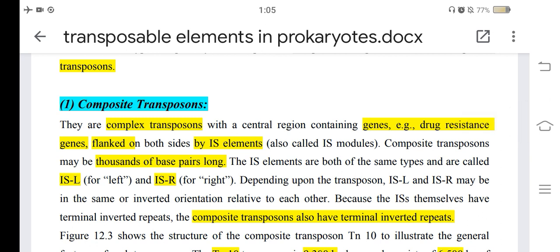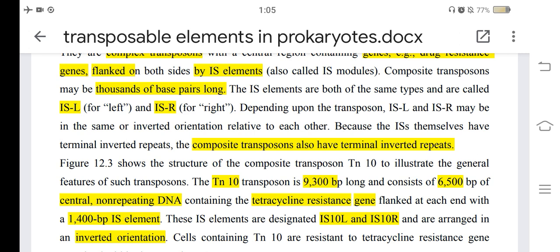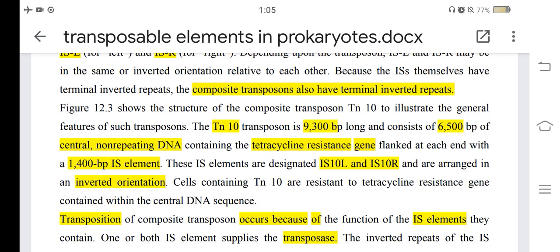Composite transposons are complex transposons with a central region containing genes, such as drug resistance genes, flanked on both sides by IS elements, also called IS modules. Composite transposons may be thousands of base pairs long. The IS elements are both of the same type and are called ISL for left and ISR for right. Depending upon the transposon, ISL and ISR may be in the same or inverted orientation relative to each other. Because the ISs themselves have terminal inverted repeats, the composite transposons also have terminal inverted repeats.